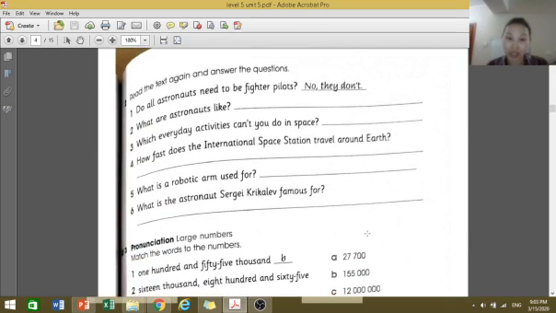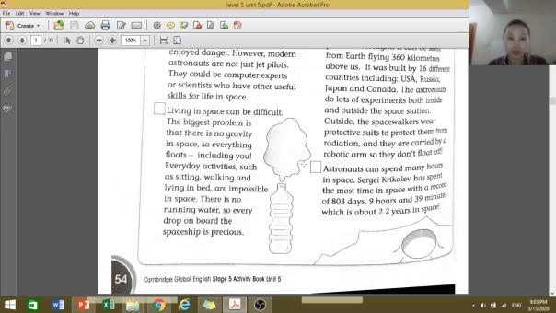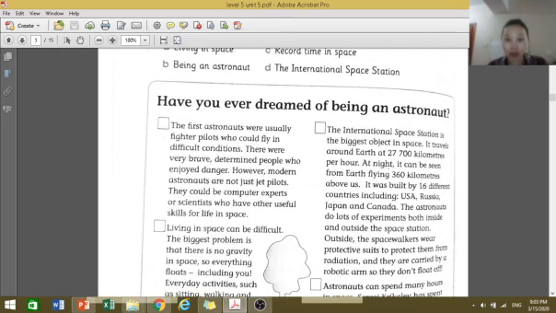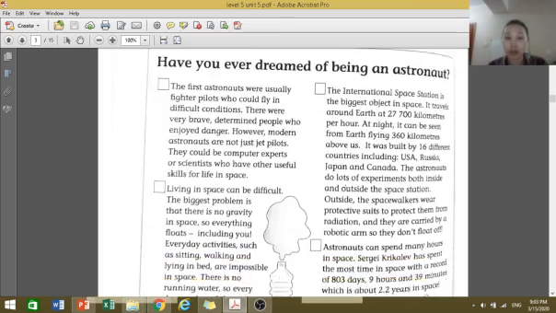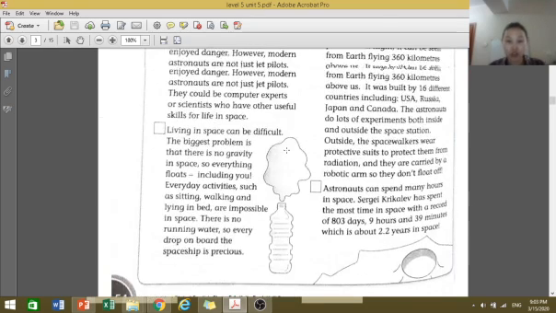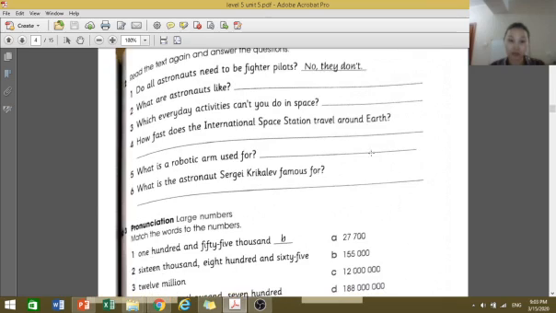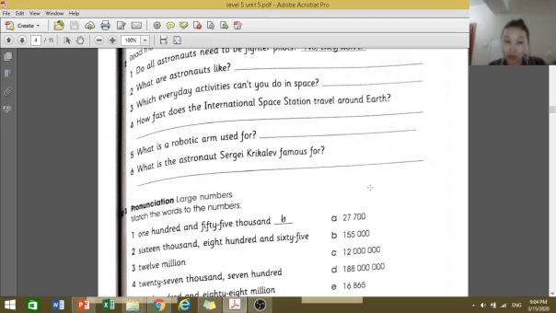All right, now it's your task. Your task for this page number 55 is that I want you guys to read the 4 paragraphs carefully so you will be able to answer the follow-up 6 questions here. Question number 1 is, do all astronauts need to be fighter pilots? No, they don't. You should be looking for the answers from the above texts and 4 paragraphs. And for the rest of the 6 questions, please do answer the questions in your activity book.